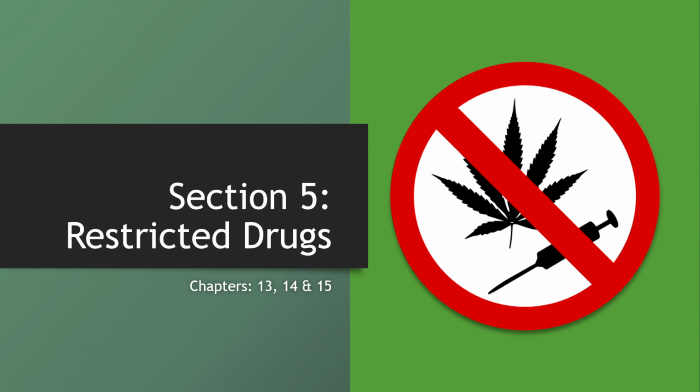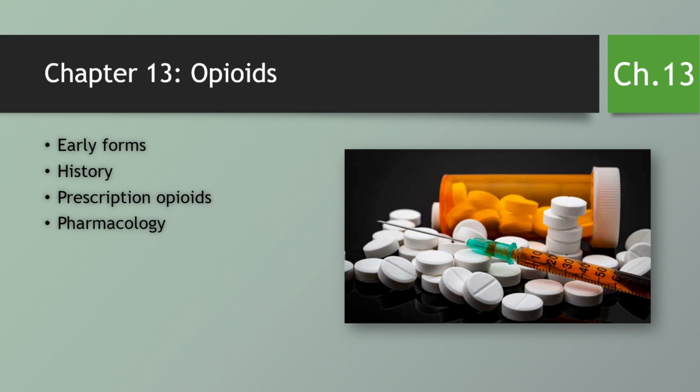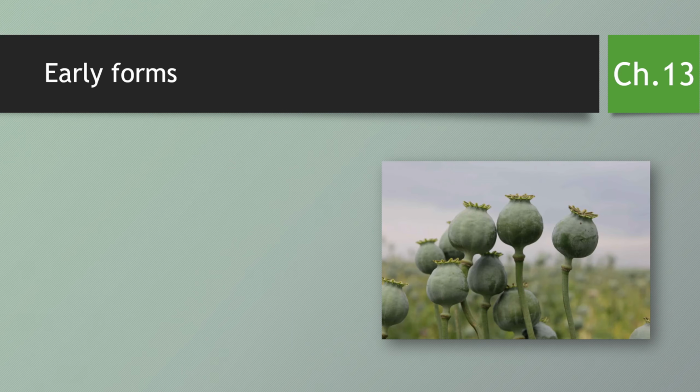All right, so let's go ahead and start off with chapter 13, which is opioids. So we're going to talk through opioids here and talk about some of the early forms of where they started, some of the history of opioids, talk about how this transitioned into prescription opioids, the pharmacology of how these tend to work, some beneficial uses of them, as well as some causes for concern to kind of wrap this section up. All right, so let's go ahead and talk about some early forms of opioids.